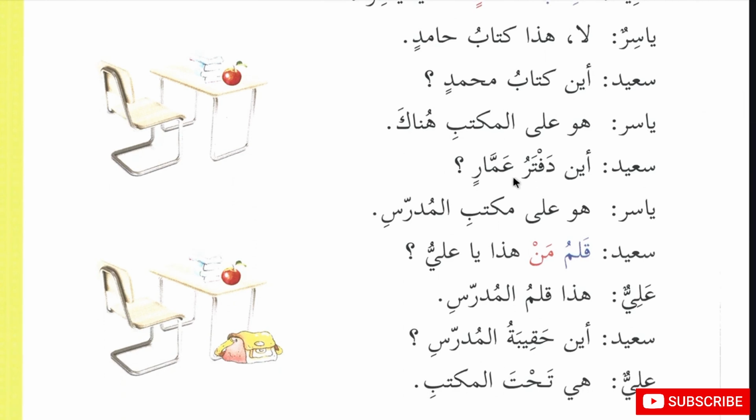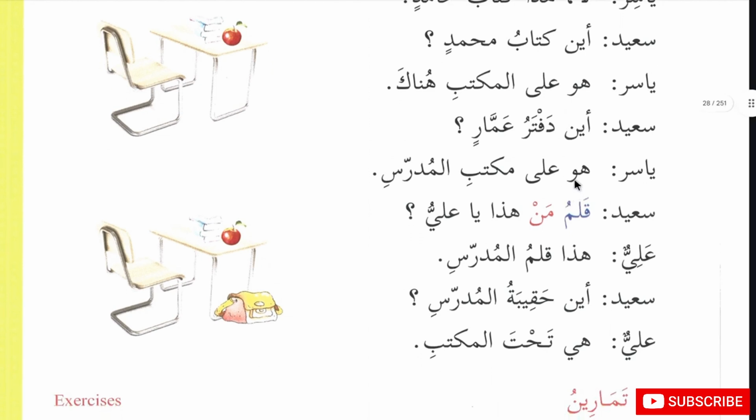أين دفتر عمار? Where is the daftar, the file or folder, binder of Ammar, or the notebook? By the way, this will be definite, so we'll have a single dhamma, but there's no need for alif lam here, because it's implied. هو على مكتب المدرس. It is on the desk of the teacher. It's on the teacher's desk.